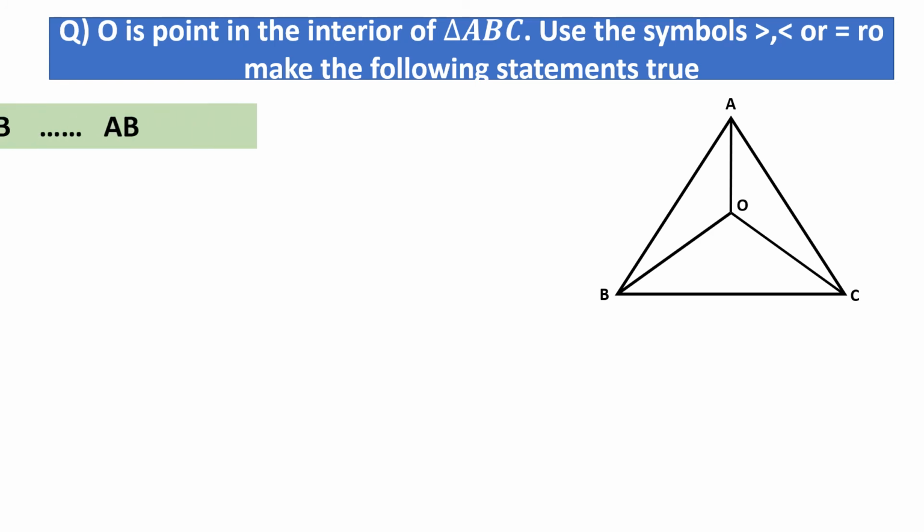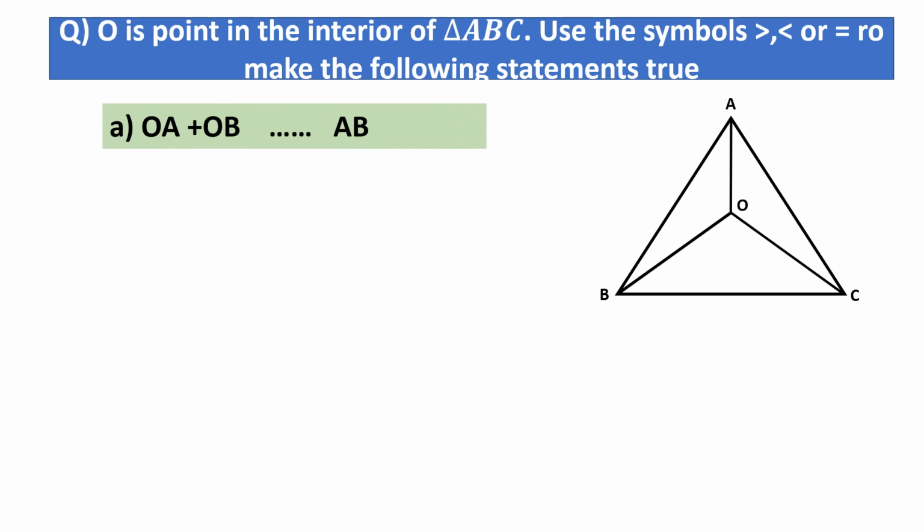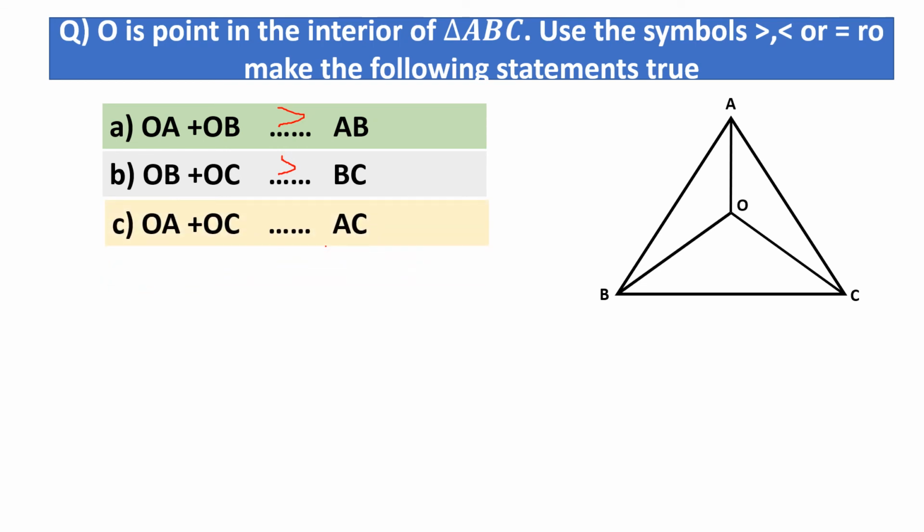So the conditions that are given are OA plus OB. What is the symbol that you get which can make the relation appropriate? Yes, it is greater than AB. Let us move further. What are you going to get? Second, OB plus OC. Again the same thing, can I say that it will be greater than BC? Correct. Then the third condition is OA plus OC will also be greater than the third side.